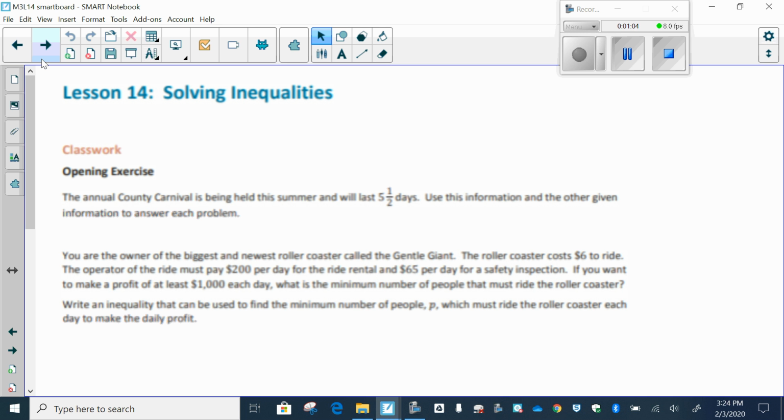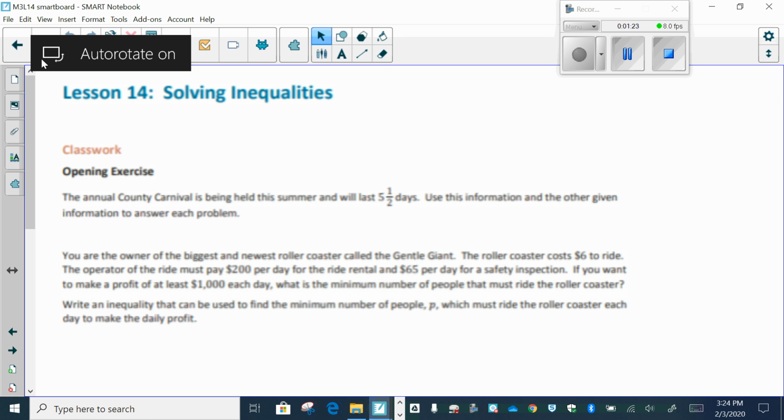If you want to make a profit of at least $1,000 each day, what is the minimum number of people that must ride the roller coaster? Write an inequality that can be used to find the minimum number of people, which is P, which must ride the roller coaster each day to make the daily profit.